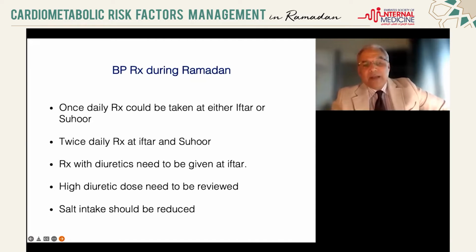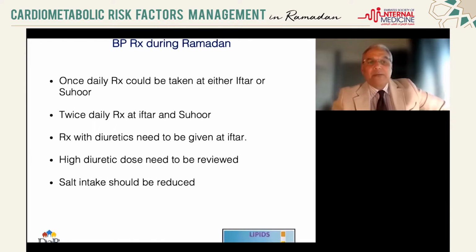We know that in some cases in Ramadan, many people eat salty food, excessive salty food, such as pickles and salted nuts and so forth. And for a diabetic person with hypertension, that perhaps needs to be seriously reviewed.